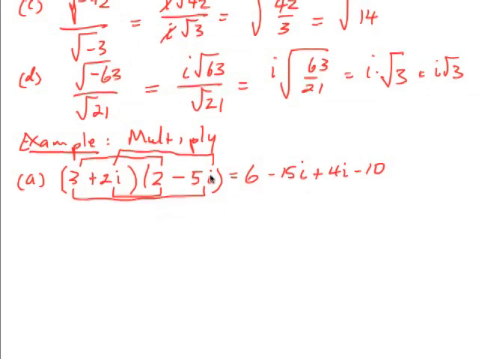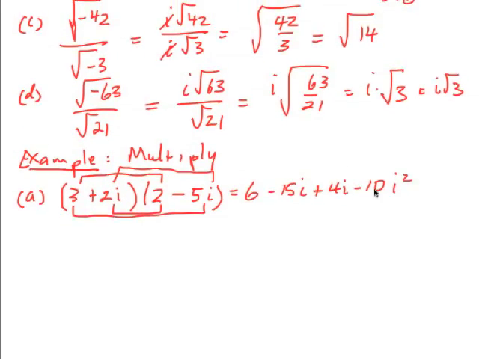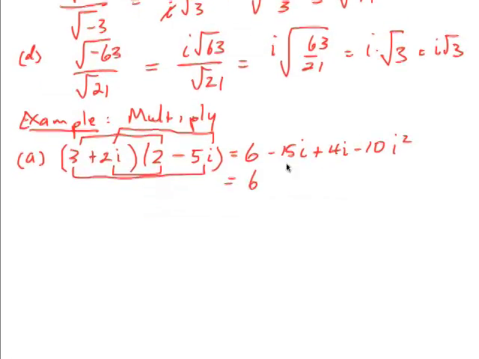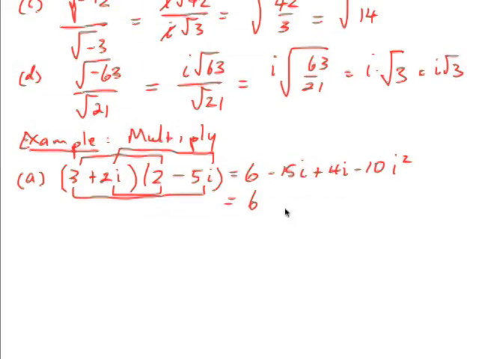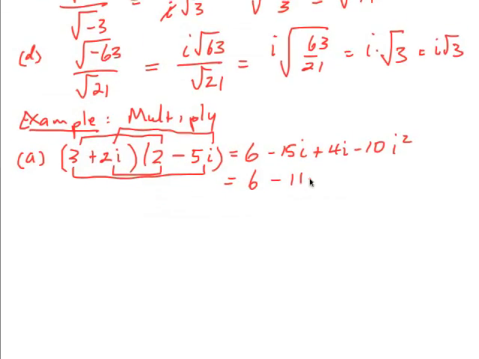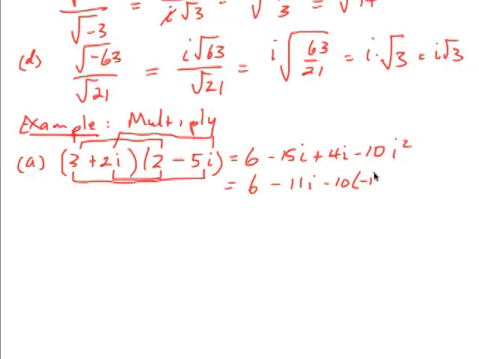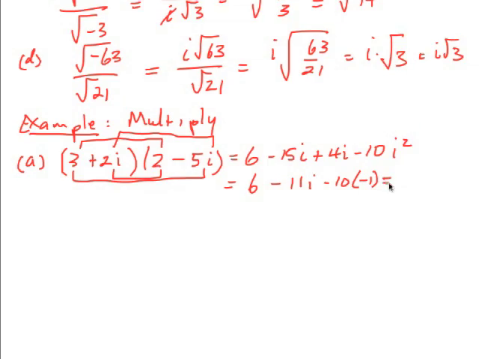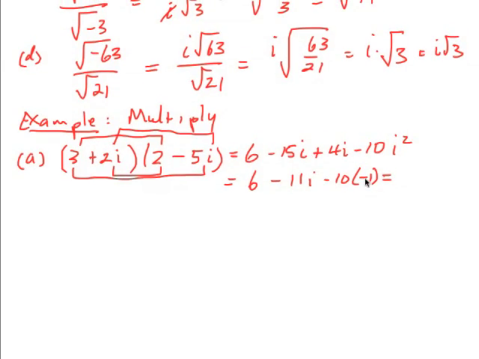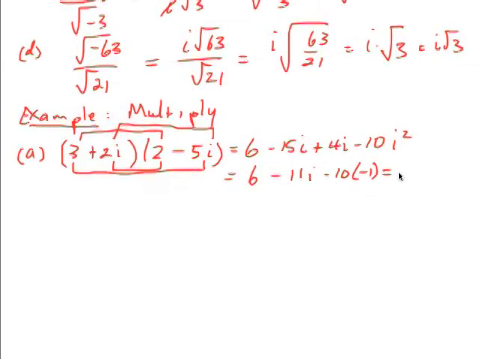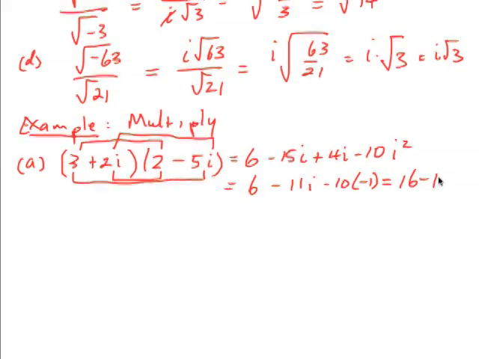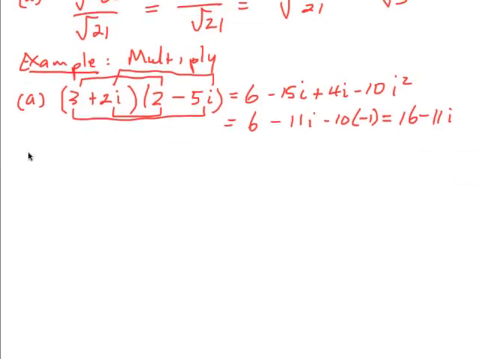And be very careful here, it's i by i, which is i squared. So this now becomes 6 minus 15i plus 4i, which is negative 11i. And this is negative 10 by negative 1, because that's what i squared is. Negative by negative is positive, so it's 10 plus 6, which is 16, minus 11i would be my result.